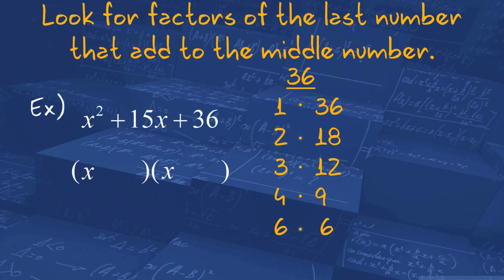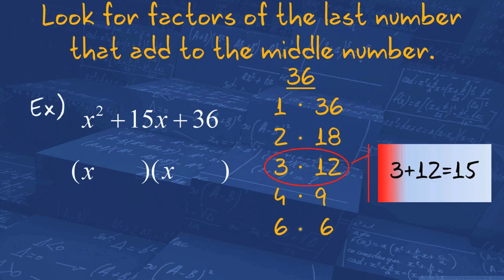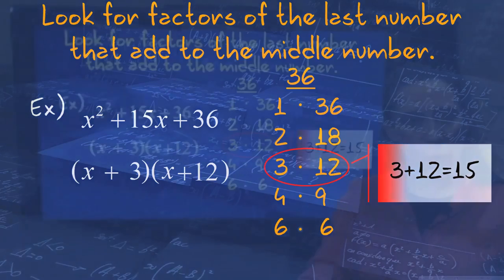Then I look for the pair that adds to the 15, the 3 and the 12. 3 plus 12 also gives us 15. So they multiply to give us 36 and they add to give us 15. If you can't find it, like I said, the other methods are perfect, but if you can't find it, go ahead and list them and it might help. So these are the two factors we're going to use in here, x plus 3, x plus 12.